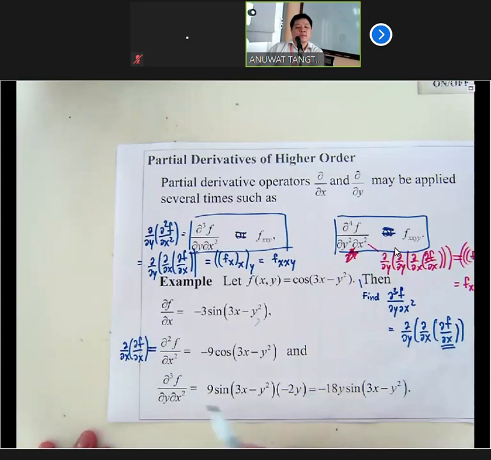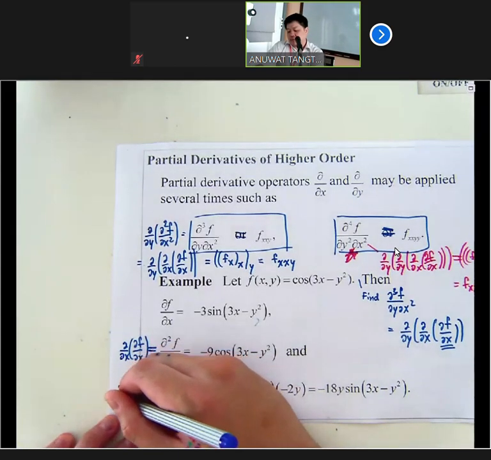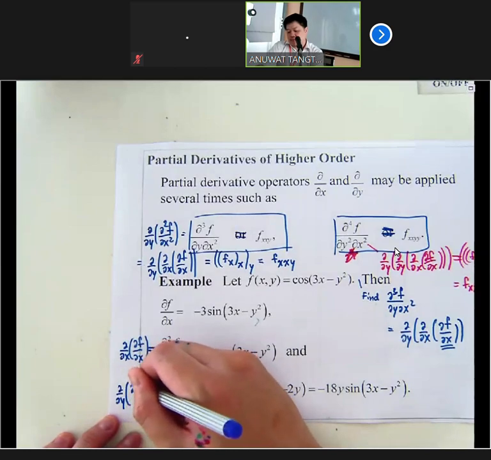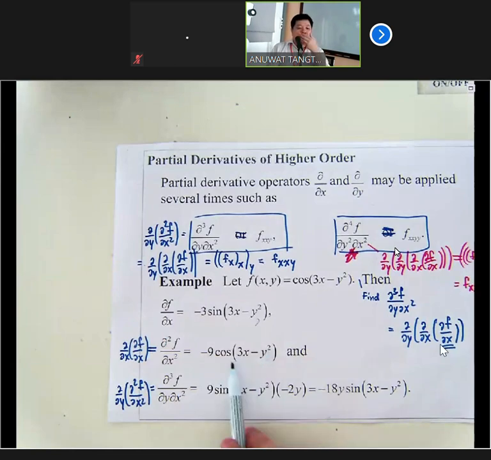And lastly, once we have d squared f by dx squared, we do d by dy one more time. So that would be d by dy of d squared f by dx squared. That means we differentiate this with respect to y. So it becomes minus 9. The derivative of cosine becomes sine u. And the derivative of 3x minus y squared with respect to y becomes 0 minus 2y. So we get another minus 2y there. And finally, this becomes 9 and minus 2y becomes minus 18y, and then the sine.